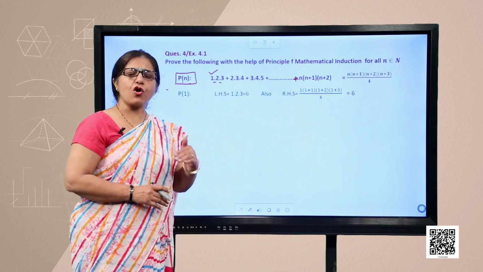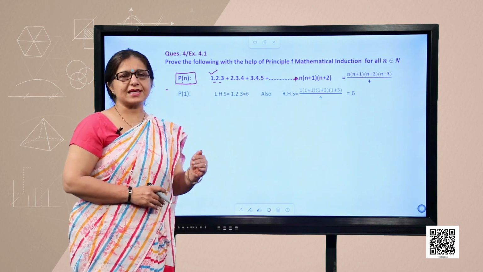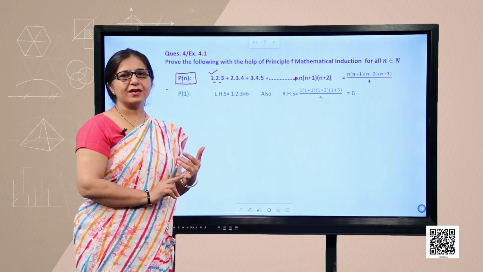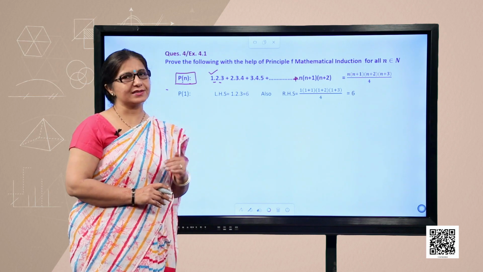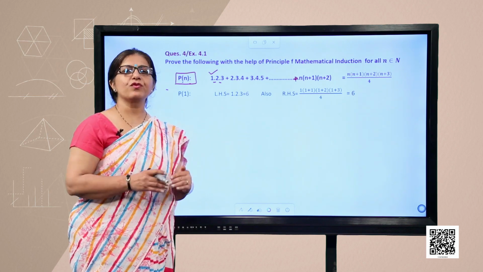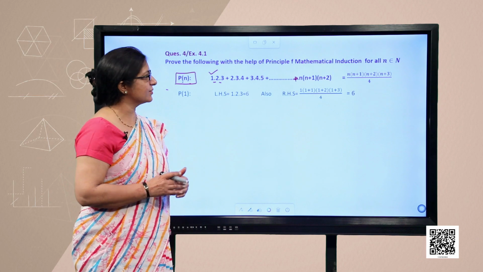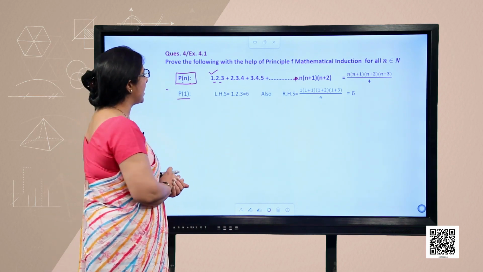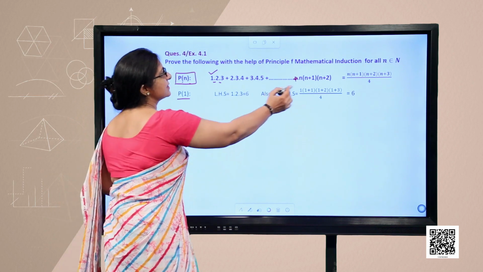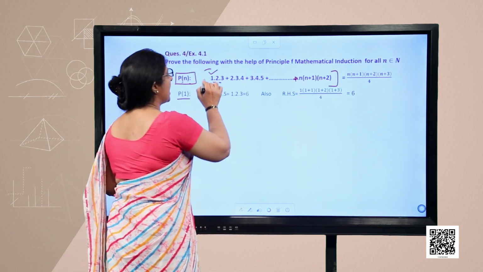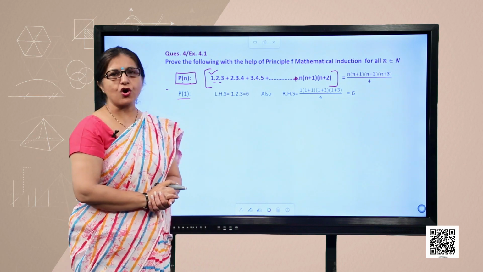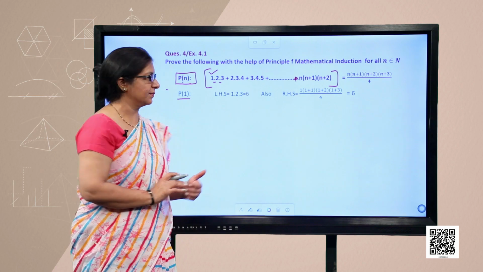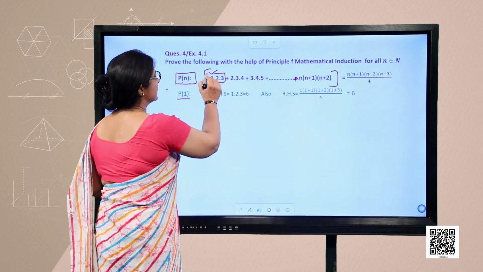All the steps for all the questions, these three steps are common. First, to prove it for n is equal to 1, then assuming it for n is equal to k, and then proving it for n is equal to k plus 1. So, here we are first verifying it for P(1), taking the left hand side, and on the left hand side while we are talking about n is equal to 1 means we are talking about the first term. Here this is the first term.